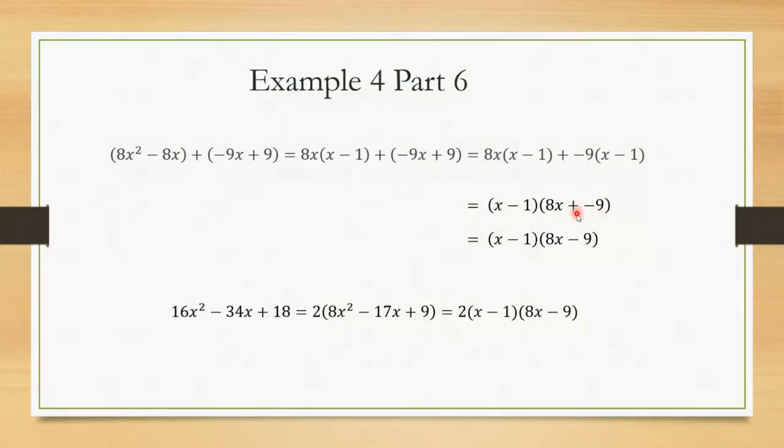You could really stop here in this part of the problem. I rewrote this as 8x minus 9. But anyways, we have the 2 from the beginning. And then we have 2 times this, x minus 1 times 8x minus 9. So this would be our final answer, all factored.